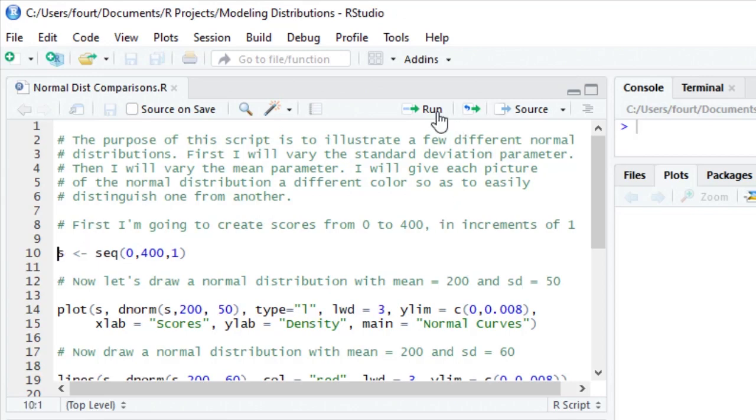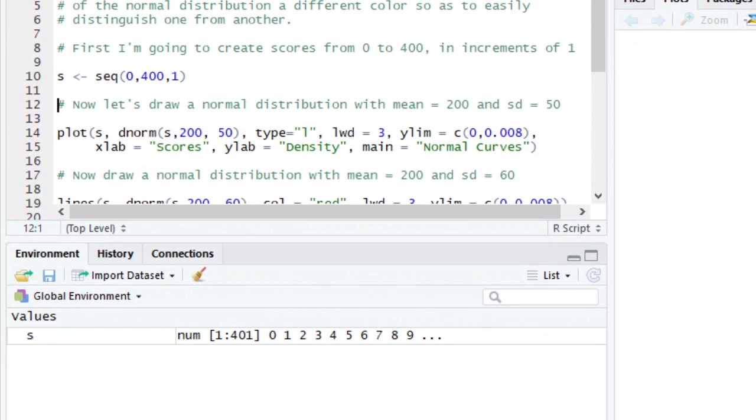When I run this, I see in my environment window that I now have a new variable, s. That is indeed a sequence of scores, starting with 0 and continuing to, well, I can't really see that it goes all the way to 400 because after the 9 there are ellipses, but trust me, it does.